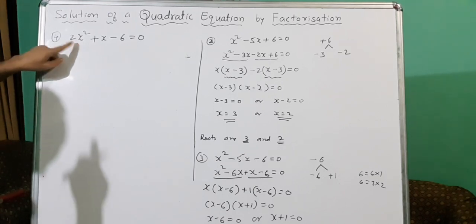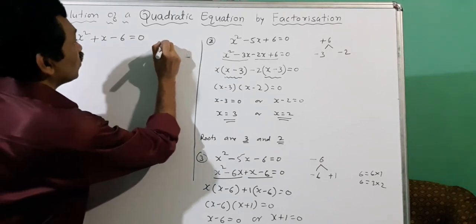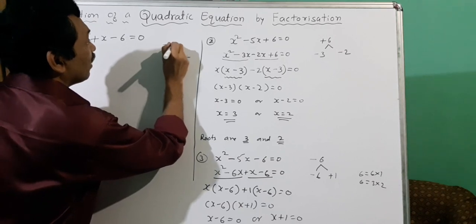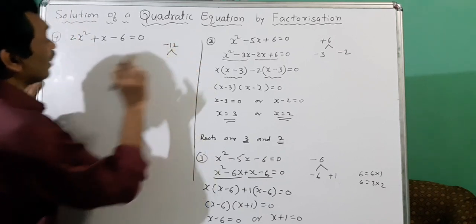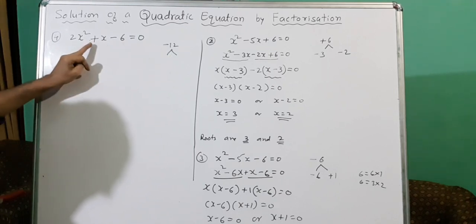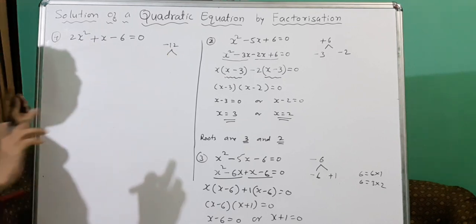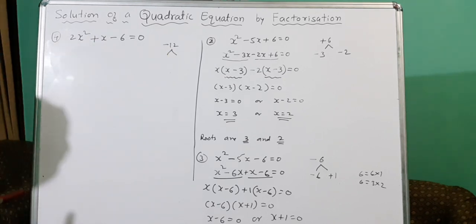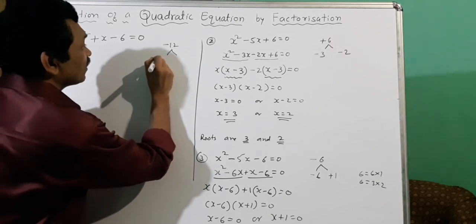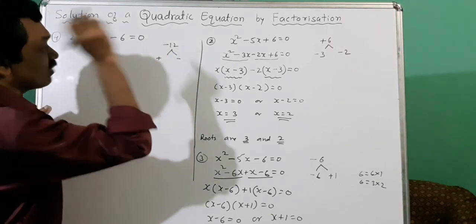So we have to multiply this with this. So 2 into 6 is 12. Plus into minus is minus 12. Minus 12. So we require two numbers whose product is minus 12 and sum is plus 1. So when the product is minus, one of them should be minus. Here it is plus sign, so the bigger number I'll take as plus, smaller number as minus, because plus into minus will give us minus.